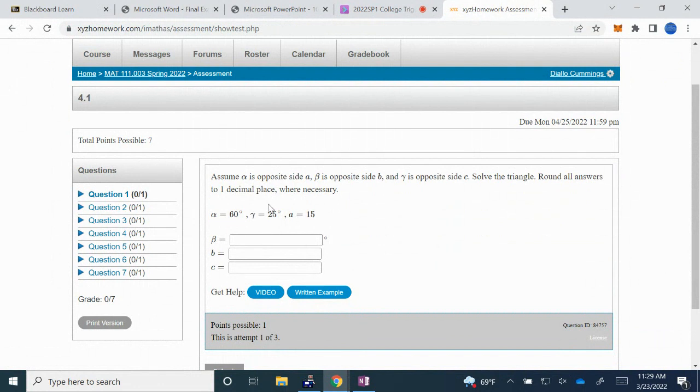All right, and it says assume that alpha is opposite of side A, beta is opposite side B, and gamma is opposite side C. We're asked to solve the triangle and round all answers to one decimal place if necessary. Okay. So we're given that alpha is 60 degrees, gamma is 25 degrees. We're also given that A is equal to 15, right? So that's side length A.